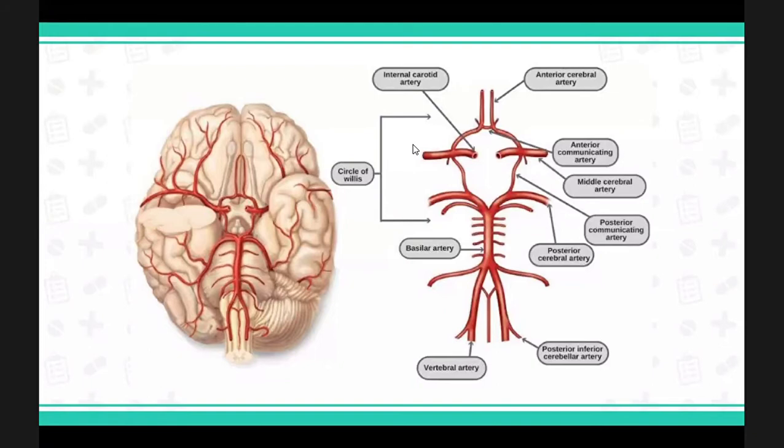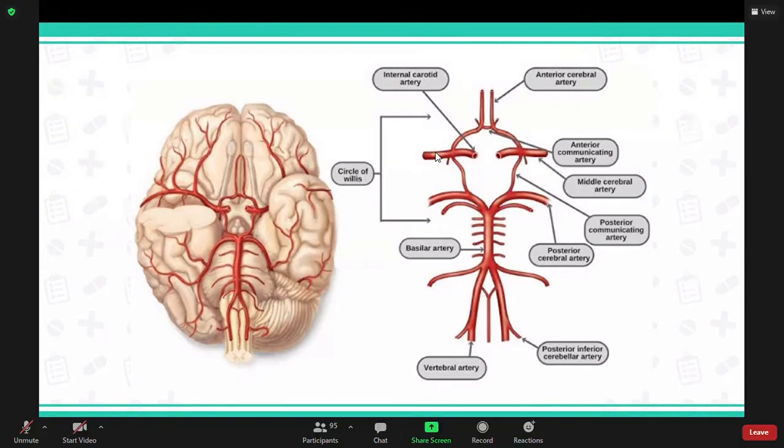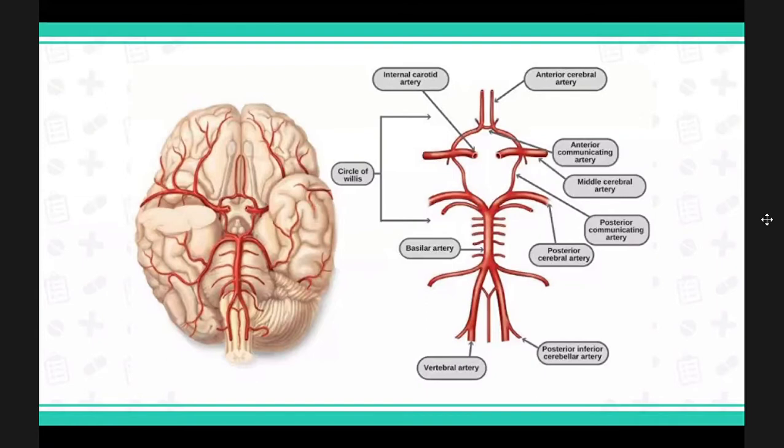And that's why if there is an emboli, anatomically, it would go through the middle cerebral artery. And the middle cerebral artery supplies the lateral portion of the cortex. And that's why if there is thrombosis or an emboli in this artery, it would cause infarction of the cortex supplied by the middle cerebral artery. It would result into contralateral loss of sensation and motor function.